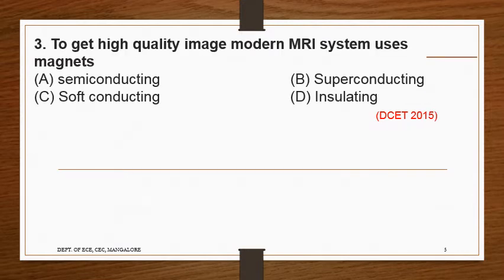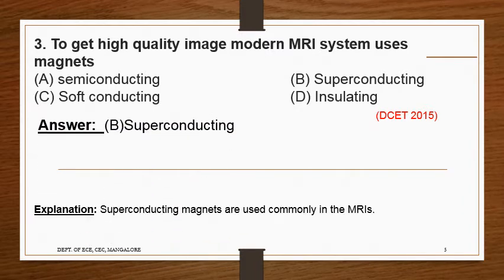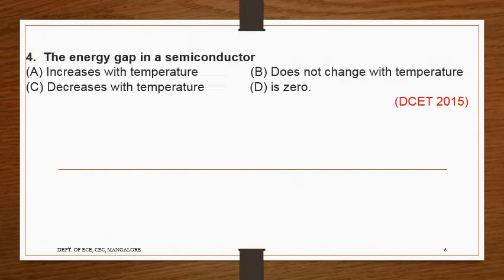To get high quality images, modern MRI systems use magnets. What kind? A, semiconducting, B, superconducting, C, soft conducting, D, insulating. The answer is superconducting, because these magnets are commonly used in MRIs.